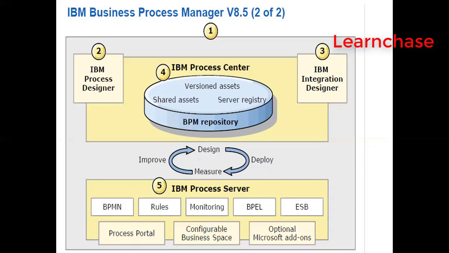And if you see, your process server contains an ESB. If you see on the bottom right hand side, your process server contains ESB inside it, at point number 5. So this is what we discussed, and it contains a number of other things, which is BPMN, BPEL, rules, monitoring, process portal, business space, and optional Microsoft add-ons. So this is for your IBM BPM itself, I mean the process design itself.